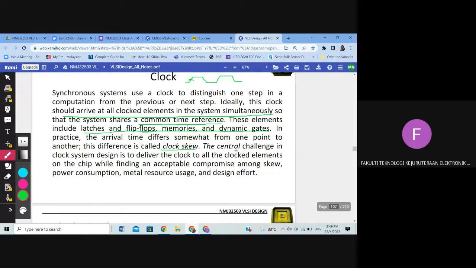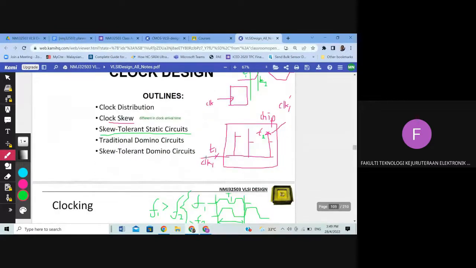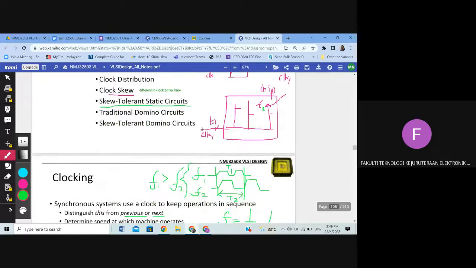Okay, so the central challenge in clock system design is to deliver the clock to all the clock elements on the chip. As we discussed, we have the chip here. We want to transfer or transmit the clock throughout the chip, because maybe we have flip-flops here, or memory elements, or domino logic here and there. So we need to make sure that they get the clock at the same time. That's actually the challenge.